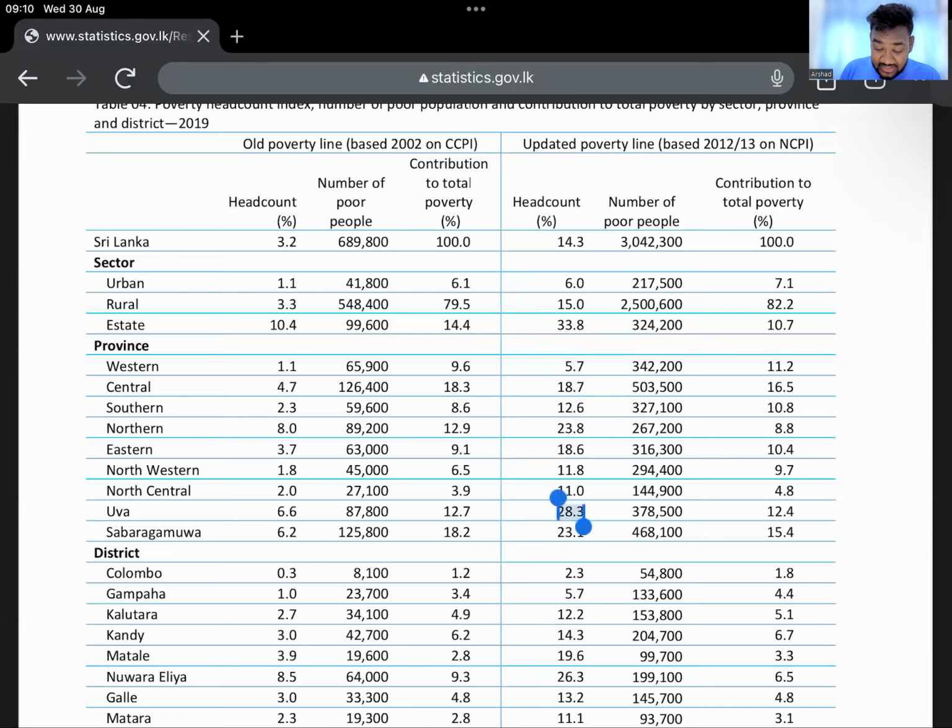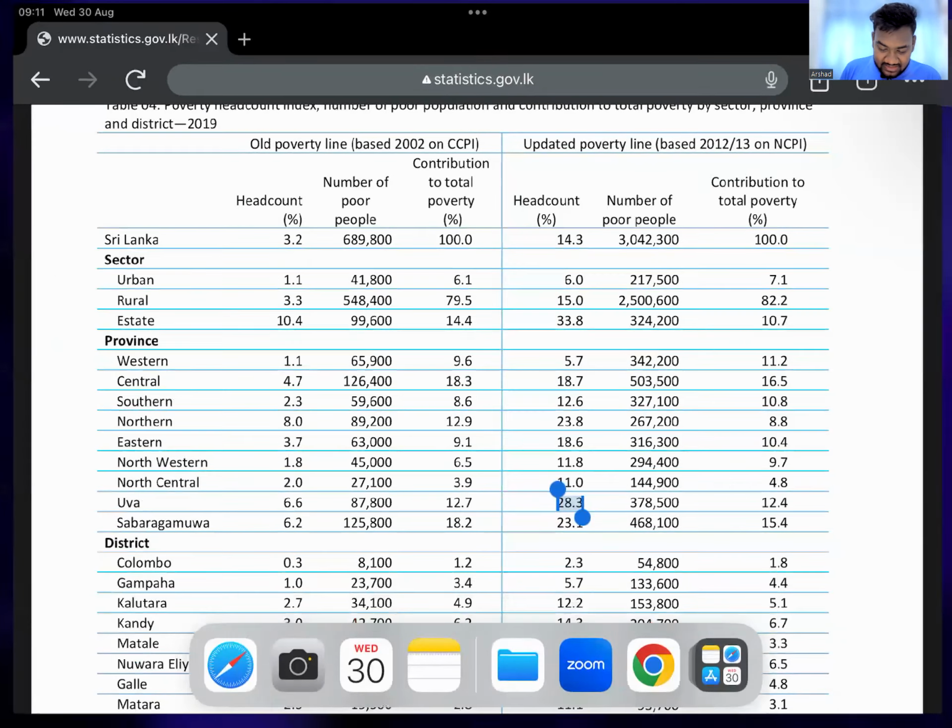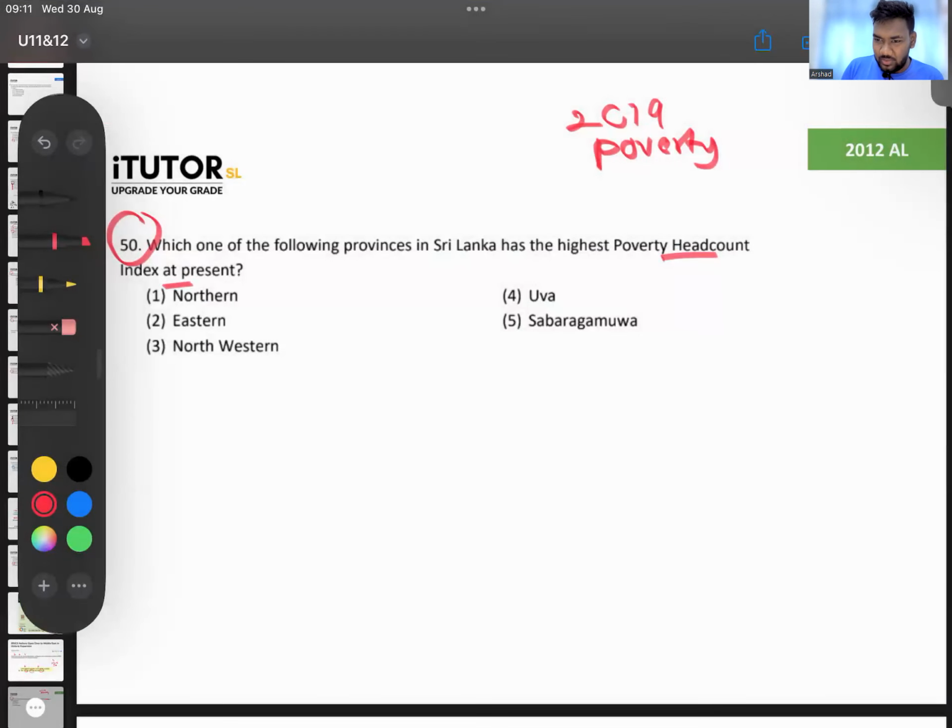So in the Uva province, 28.3% of the people are in poverty. This is 2019. Now, a new survey has not been done. A new survey, they should do it very soon, right? So 28.3 people are in poverty. Go through these, as these are tested in the mock exams also. Okay, so highest poverty is in Uva. I don't know if the answer was the same in 2012, right? Yes. If they're asking this year, they'll ask from the 2019 survey.